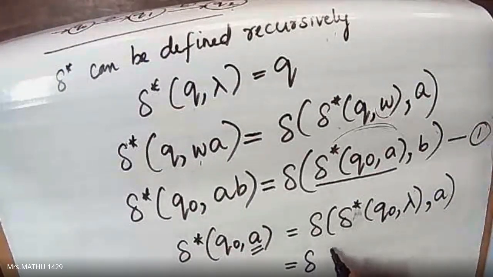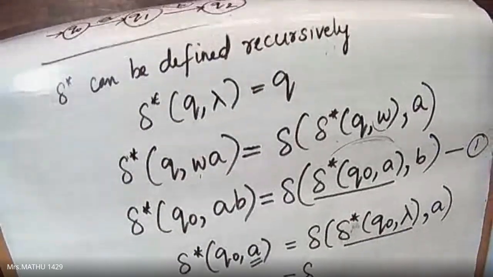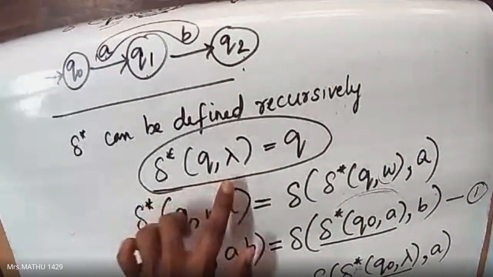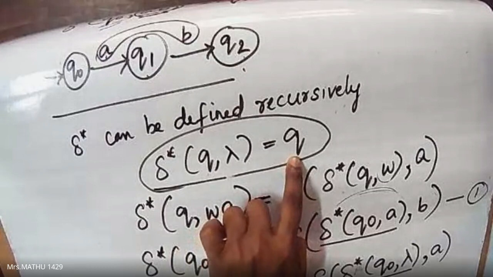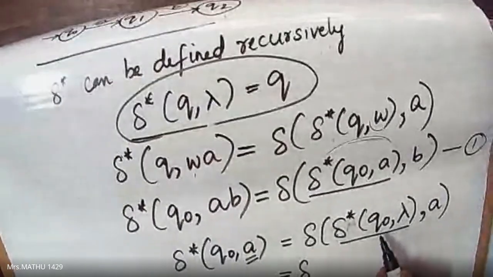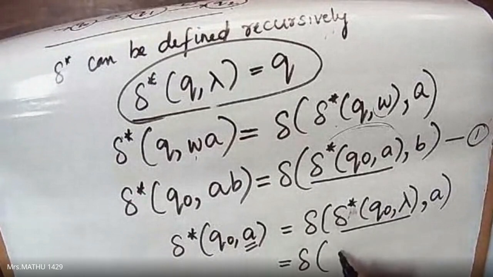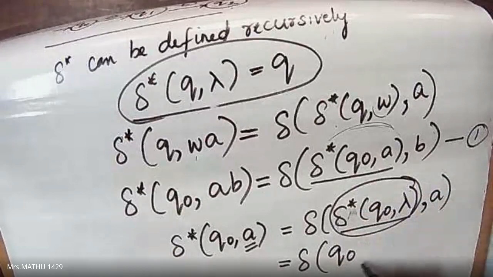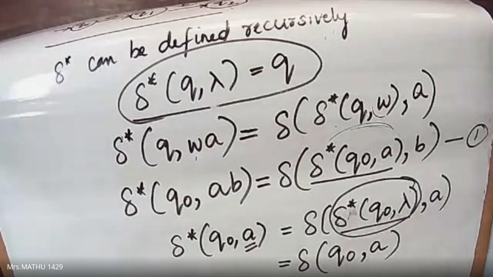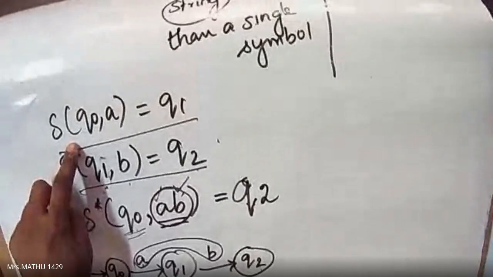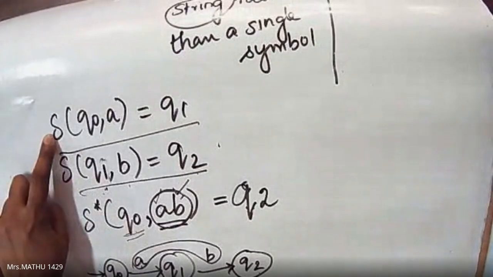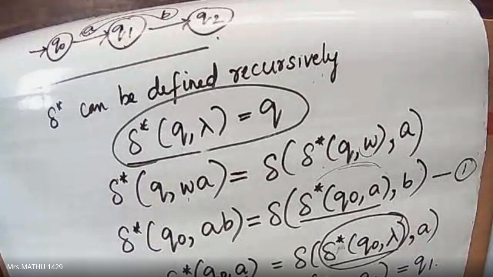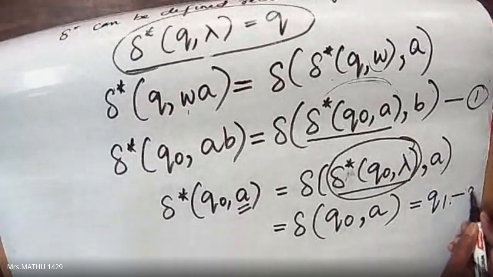Now what is delta star of q naught comma lambda? We have already defined it here. Delta star of any state comma empty string will be that same state. So delta star of q naught comma lambda would be q naught, and then comma A. What is delta of q naught comma A? According to our definition, delta of q naught comma A is equal to q1. Let us call this equation 2.